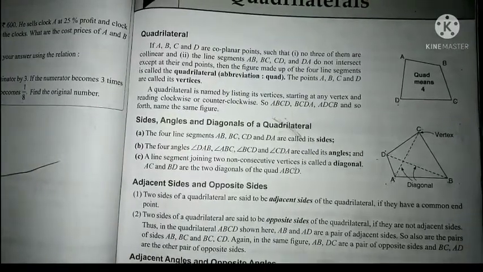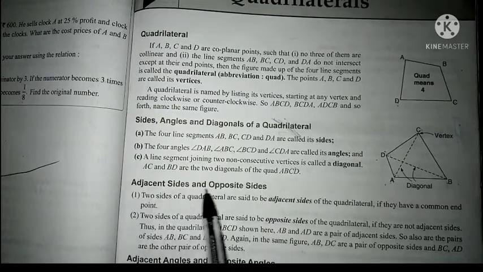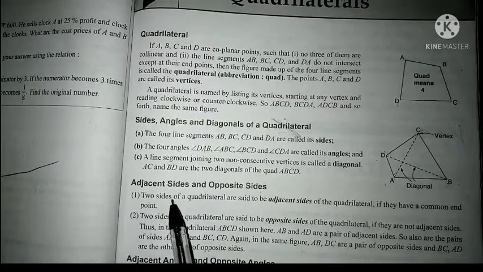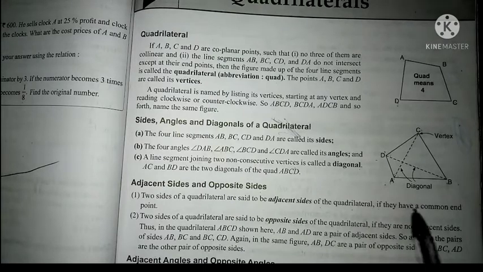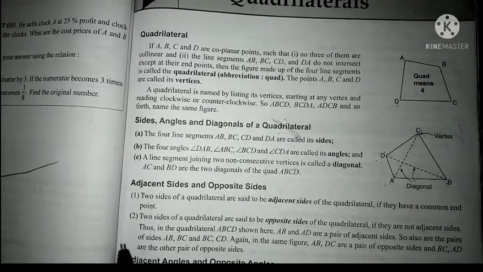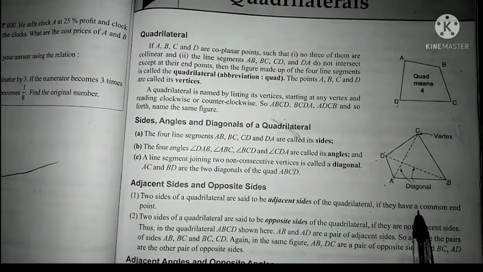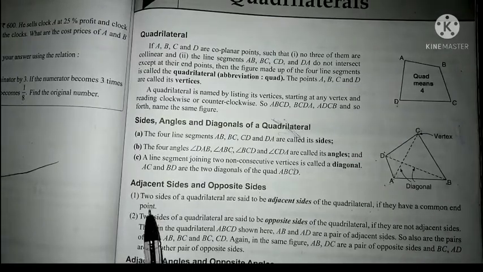Then next we have adjacent sides and opposite sides. Now what are adjacent sides and opposite sides? Two sides of a quadrilateral are said to be adjacent sides of the quadrilateral if they have a common endpoint. Now what do we mean by the common endpoint?